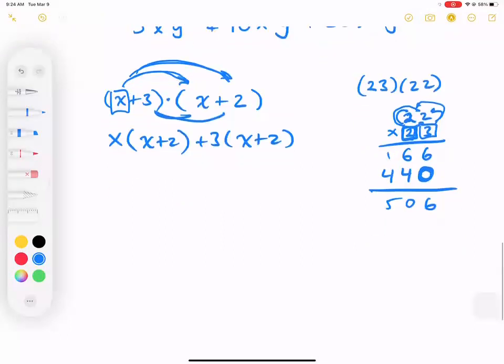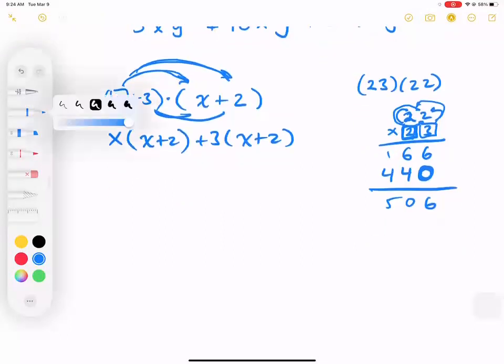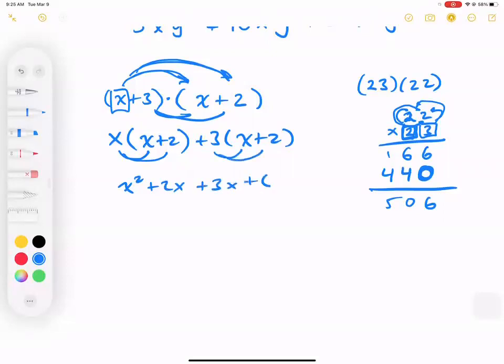Now, do you have to write this second line? Nope, I usually skip it. But a lot of books like talking about the second line where I'm multiplying x by everyone and then 3 by everyone. But what are we actually doing? We're saying monomial multiplication again. X times x is x squared. X times 2 is a positive 2x. 3 times x is a positive 3x. And 3 times 2 is a positive 6.